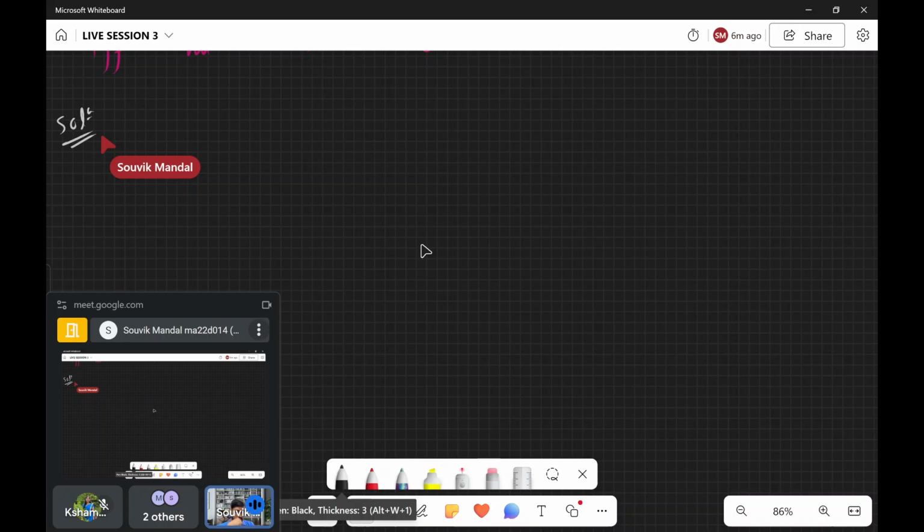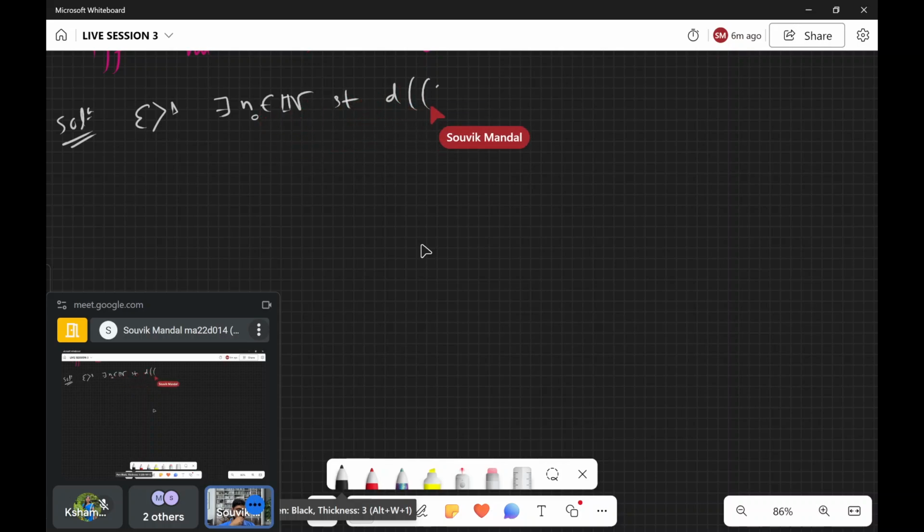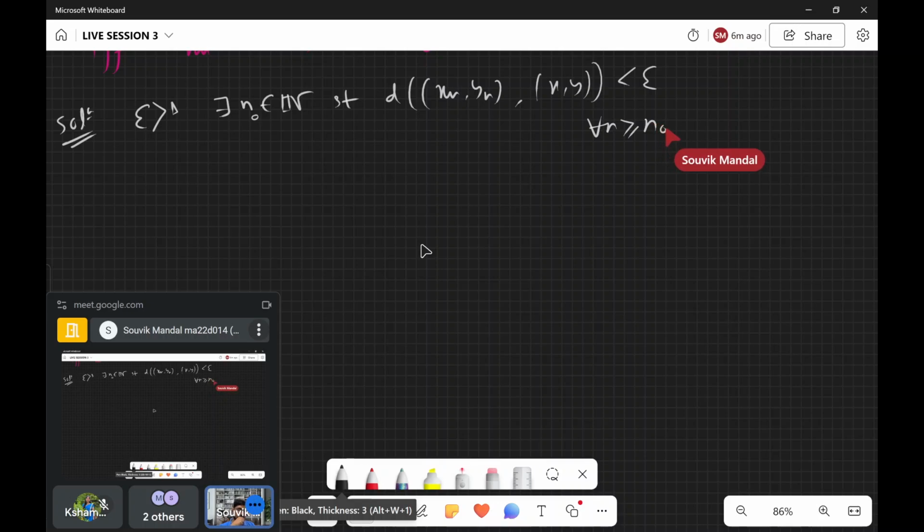So look, since it is given that the sequence (xn, yn) goes to (x, y), this implies what? If we choose any epsilon greater than 0, by definition of convergence, there exists some n naught such that the distance between the points in the sequence and the point of convergence is less than epsilon for all n greater than or equal to n naught, right? This is only the definition, nothing more than that.